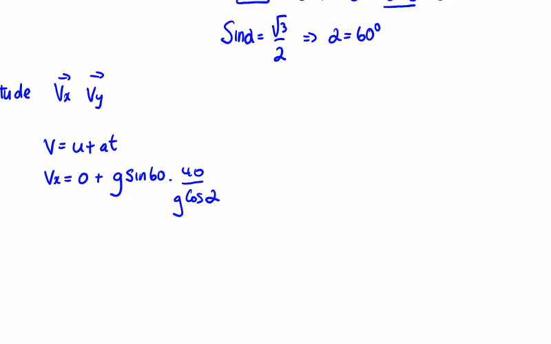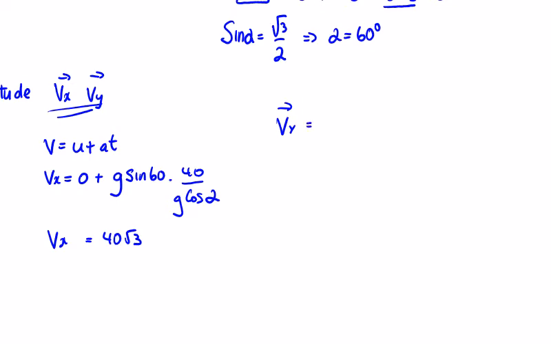So that's going to give me my root 3 over 2 and my halves. The 2's will cancel, so I'm going to get 40 root 3. My v of y, I should have kept consistent with the i and the j, but I'll continue with the x and the y since that's what I wrote here.